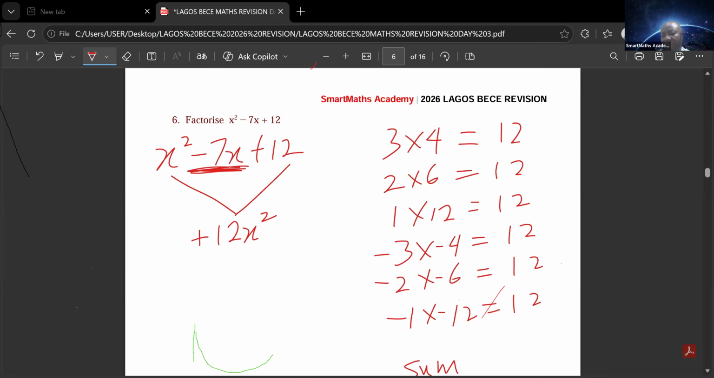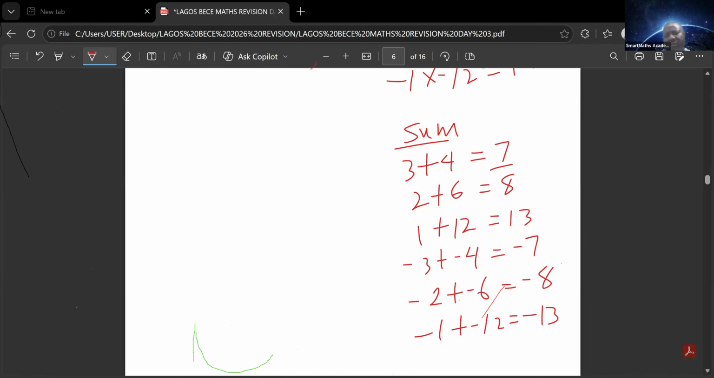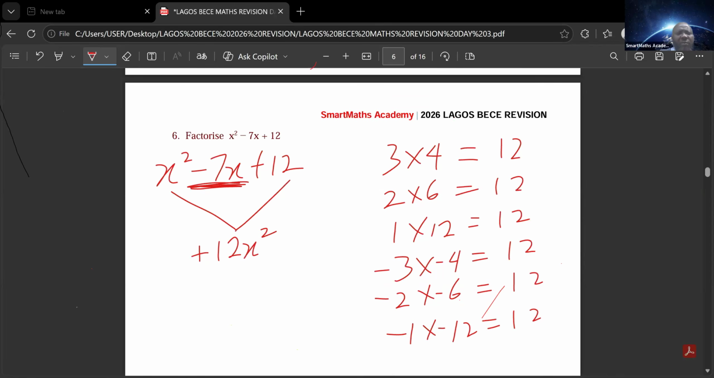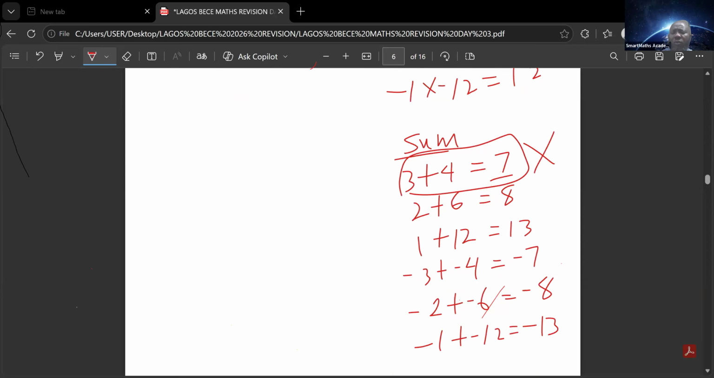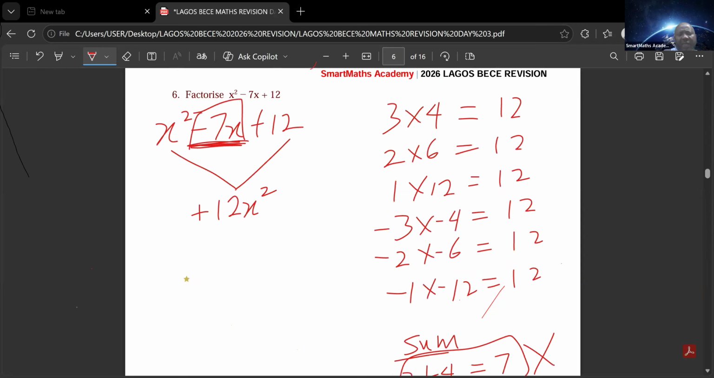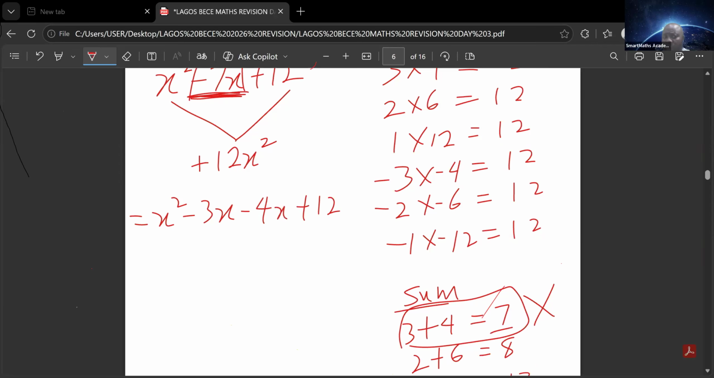Now if you look at the sums, 3 plus 4 is 7, and what we have here is not plus 7, it's minus 7. So because it's minus 7, we cannot use 3 and 4 here. This will be wrong. The only one we can use is minus 3 and minus 4, because it gives us minus 7. So in that case, we are going to replace that with x squared minus 3x minus 4x, then plus 12. So minus 3x minus 4x gives us minus 7.